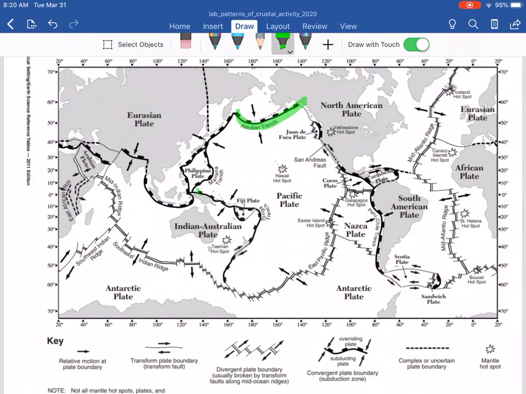We've got the Mariana Trench over here. Famous. And then we've got the Peru-Chile Trench over here on the west coast of South America. And that is all the trenches. Okay.